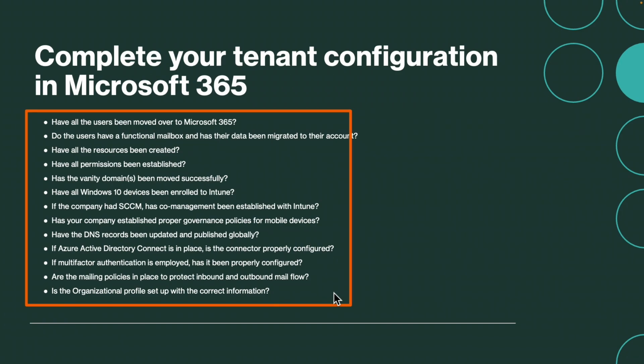When they feel their environment is ready to go live, they can use tools such as the Remote Connectivity Analyzer and Support and Recovery Assistant to confirm this readiness. These tools check DNS records and mail flow to test whether mailing policies are working properly. They also test local connectivity from Outlook and other Office applications.